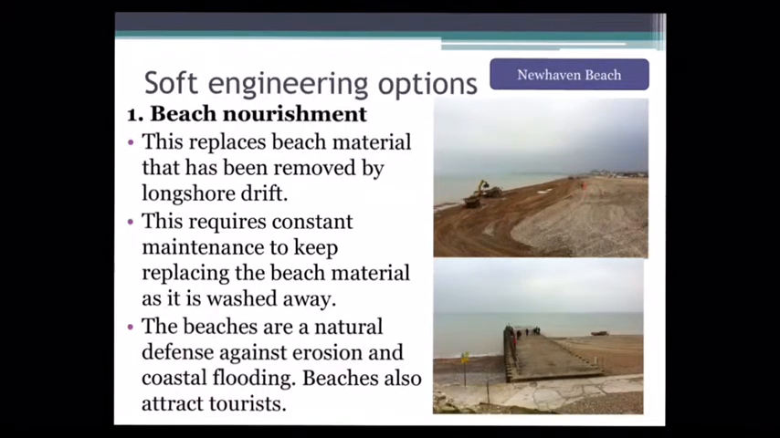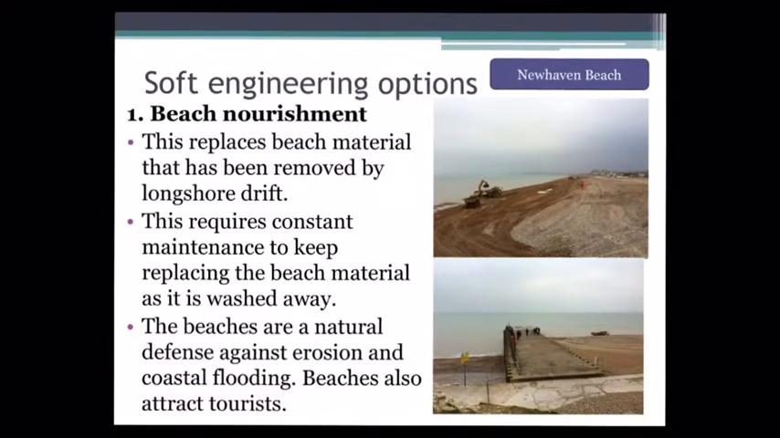So beach nourishment is a type of soft option which I mentioned earlier in the context of Swanage. So what happens here is that beach material is dumped directly onto the beach, so taken from one area and dumped somewhere else. It replaces any material that's been removed by longshore drift. It requires constant maintenance to keep replacing the beach material as it gets washed away. And depending upon where you are in the world and what kind of materials are being used depends upon how often beach nourishment takes place.